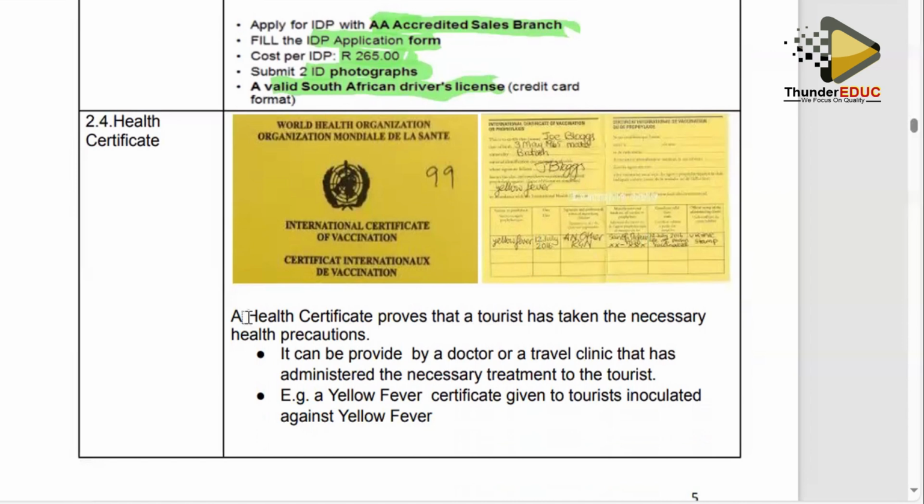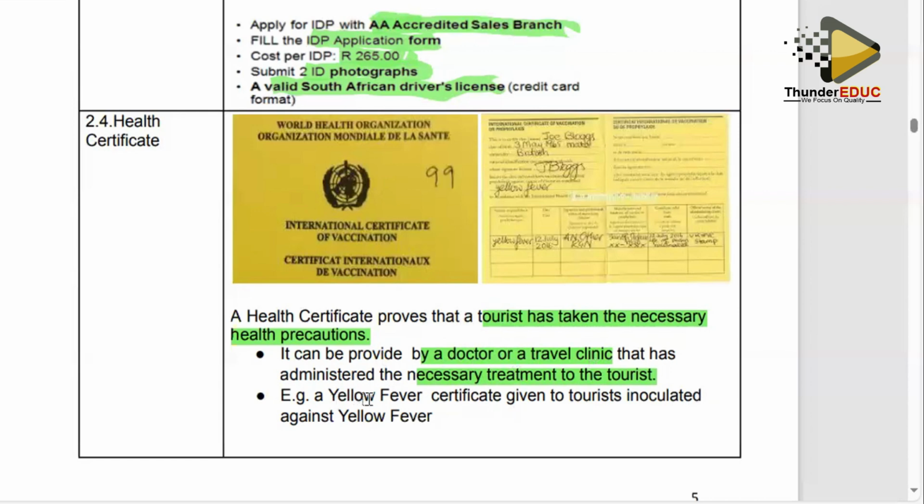So by definition, a health certificate proves that a tourist has taken necessary health precautions. So let's highlight the key thing there. It proves that the tourist has taken the necessary health precautions. So it can be provided by a doctor or a travel clinic that has administered the necessary treatment to the tourist. So the person or the authority responsible for issuing a health certificate is a doctor or a travel clinic that has administered the vaccine or any necessary treatment to the tourist.